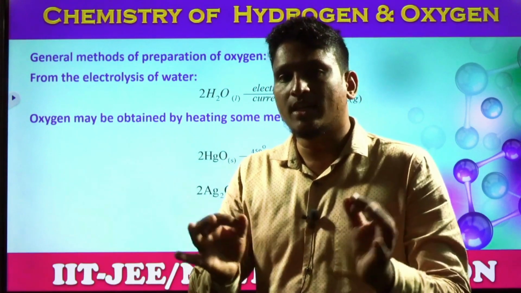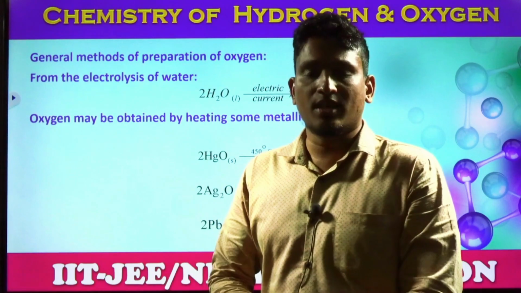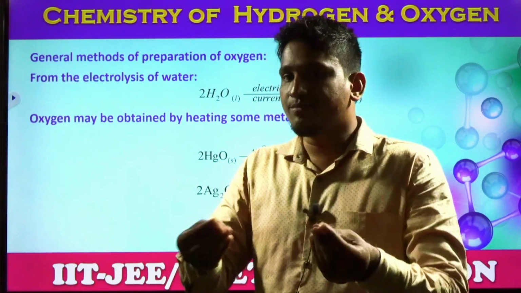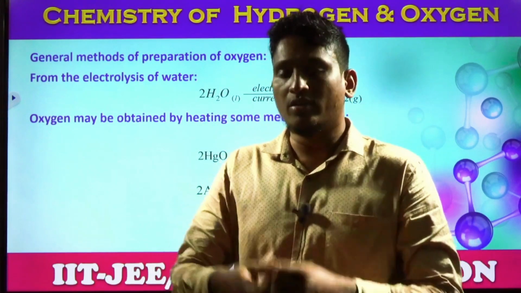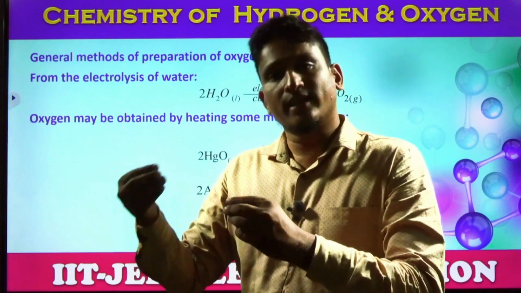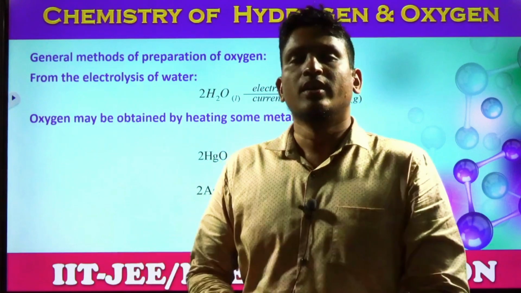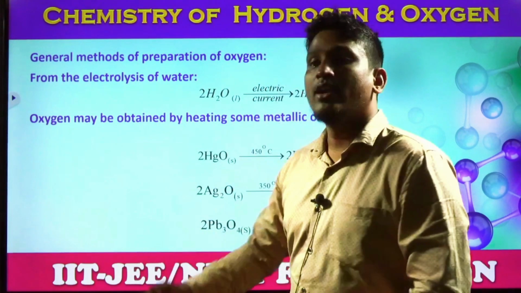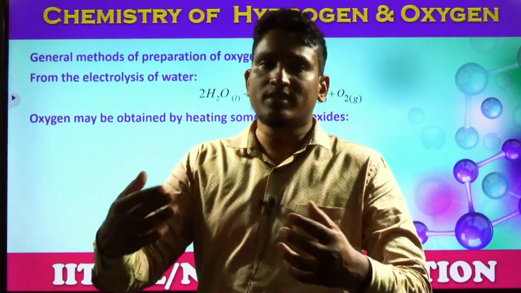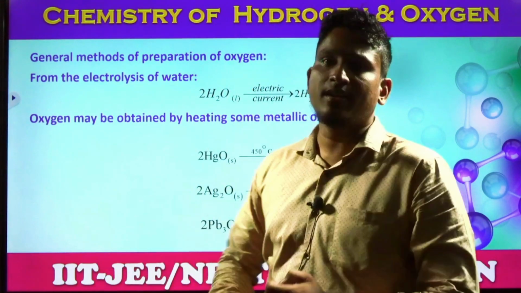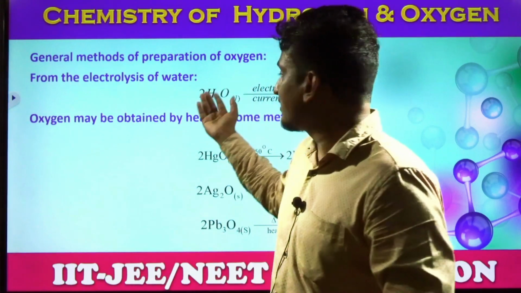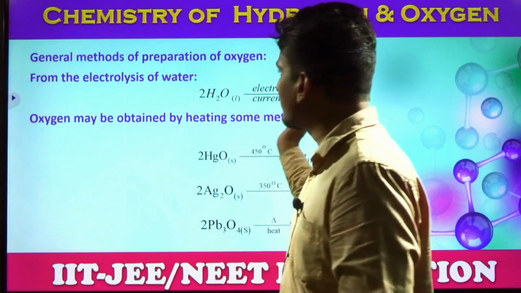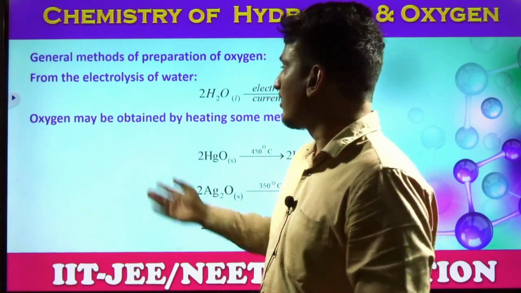H plus ions and OH minus ions. Yes or no? Later on, H plus and oxide ions, O minus 2 ions. These H plus ions will be deposited at the cathode and O minus 2 ions will be deposited at the anode. H plus ions gain electrons and produce hydrogen gas, and O minus 2 ions lose electrons and produce oxygen gas at the anode. So we can synthesize oxygen gas from water. Why? Because water is made up of hydrogen and oxygen. This is called the electrolysis technique.